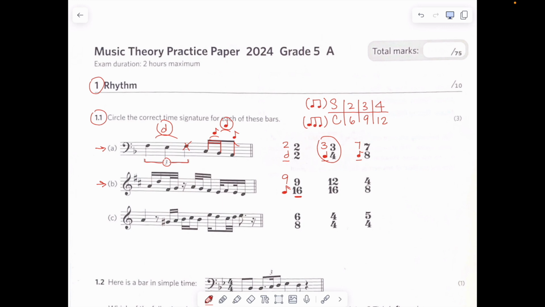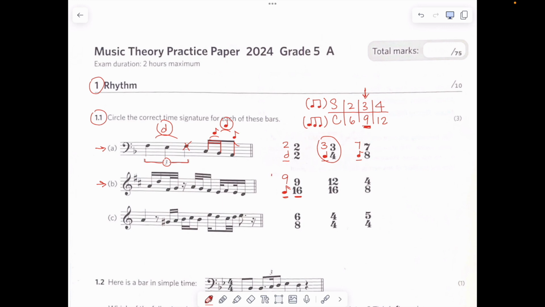So what we need to do is one more step. Simplify it into 2 beats, 3 beats, or 4 beats. So go to the chart. Number 9 here would give you number 3, because 9 beats of semiquavers.